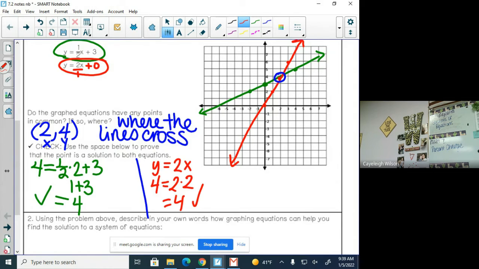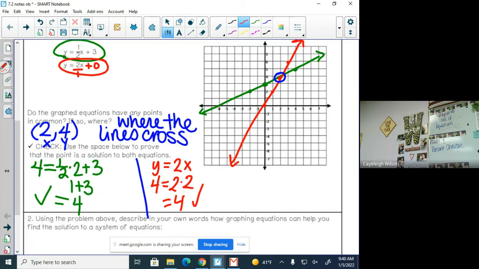Yes, Kate? Will we ever add that in other mom? Not probably till after. So do they always have to intersect? They don't always have to intersect, and we'll get to that tomorrow.